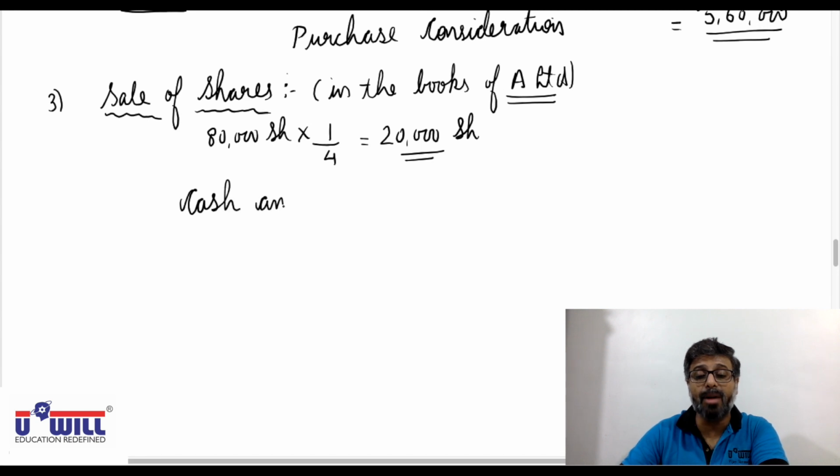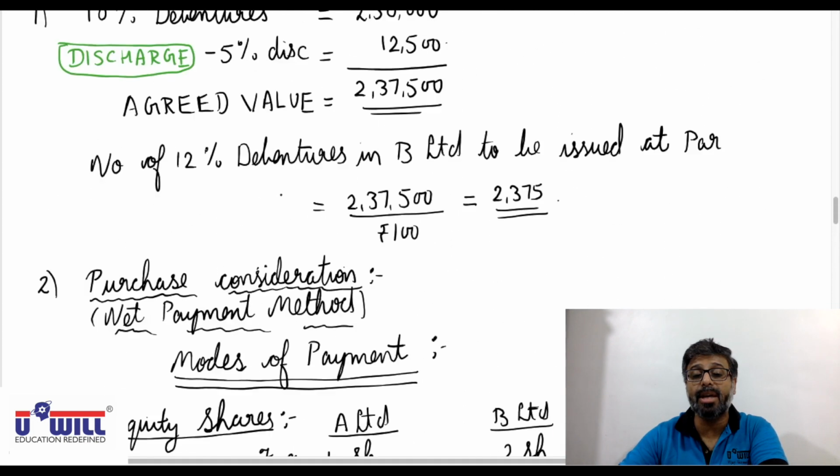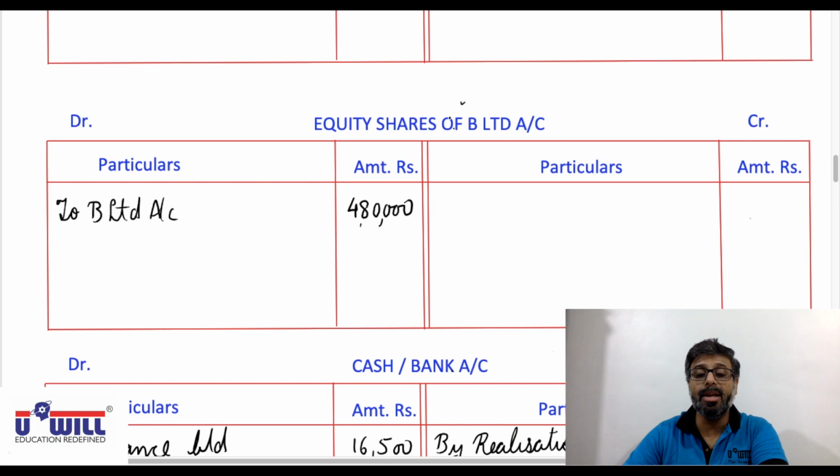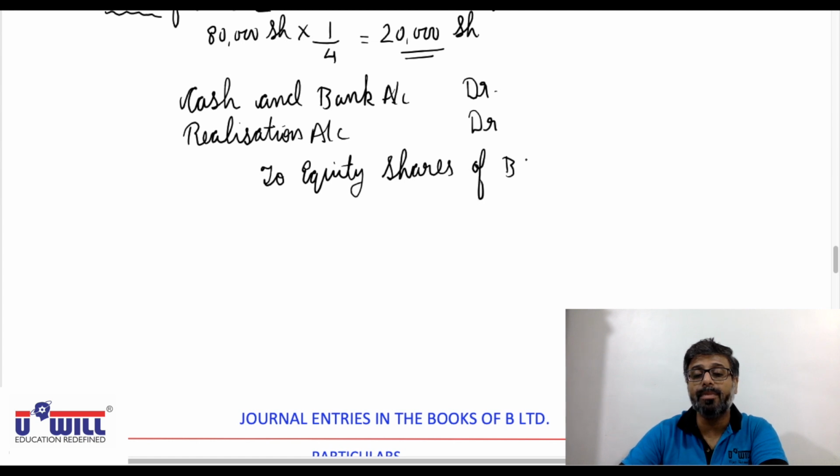Now, cash comes in, so cash and bank account debit. But we have a loss of 50 paise, so debit all expenses and losses: realization account debit for the amount of loss. And the equity shares of B Limited that we received go out, so credit what goes out, since we are selling them: to equity shares of B Limited account.